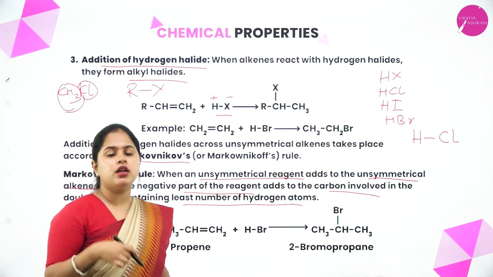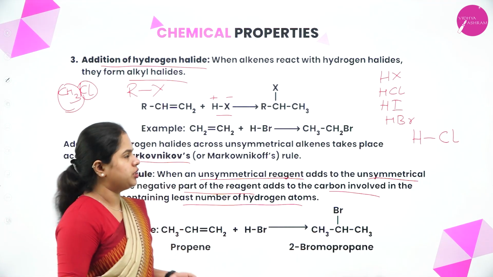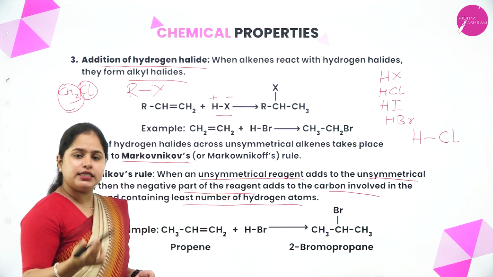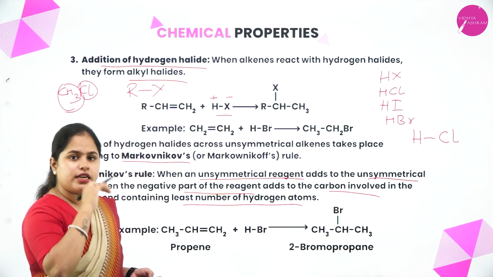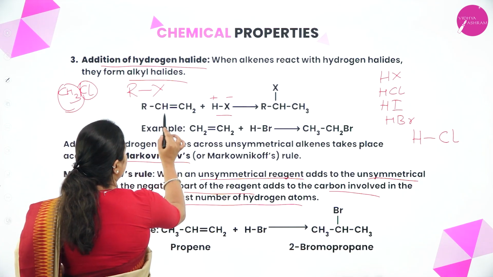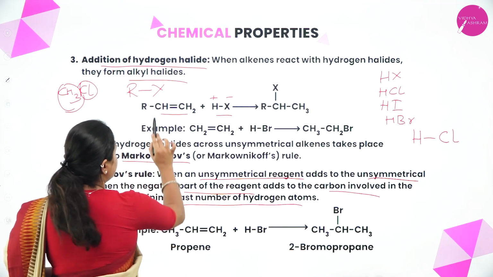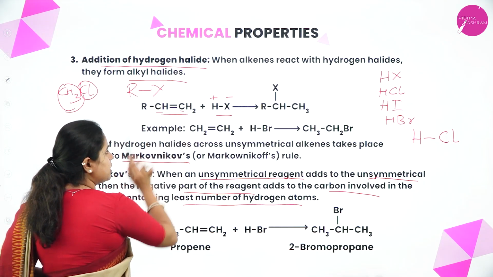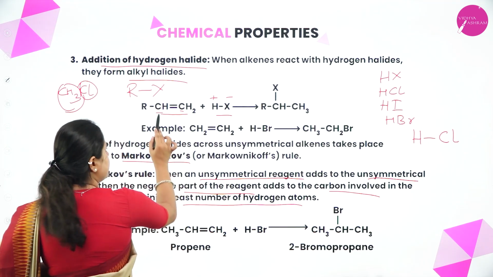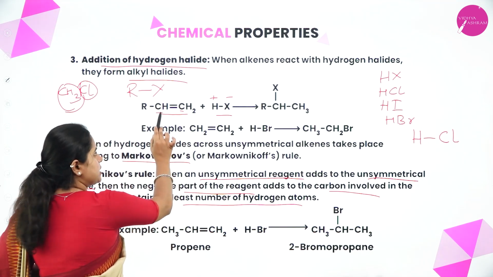Because halogens are more electronegative than hydrogen. So what happens? This is your reagent. So what does the rule say? The negative part of the reagent will get attached to the carbon having lesser number of hydrogen atoms. As you can see, the double bond is present here. The carbon atoms involved are this and this one. Out of these, which carbon atom is having lesser number of hydrogen? This carbon atom. So that is clear.